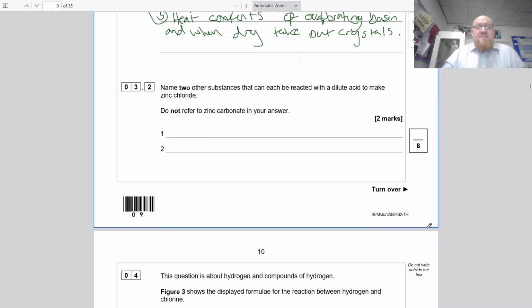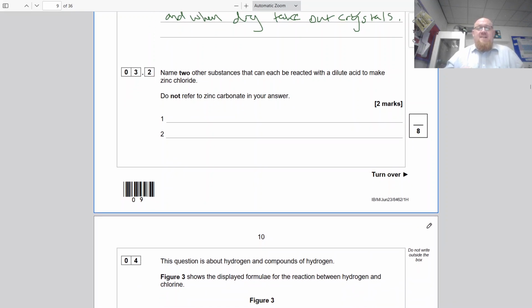Name 2 other substances that can be reacted with dilute acid to make zinc chloride. So we've already had zinc carbonate. We also remember zinc also reacts, and if I add zinc to hydrochloric acid, it's going to make zinc chloride and a bit of hydrogen. We can also have zinc oxide, and that will make zinc chloride and water. We can also have zinc hydroxide, which again will make zinc chloride and water.